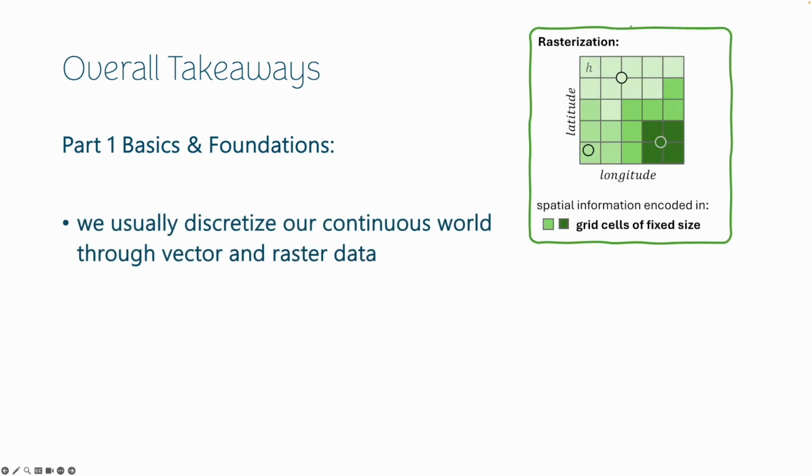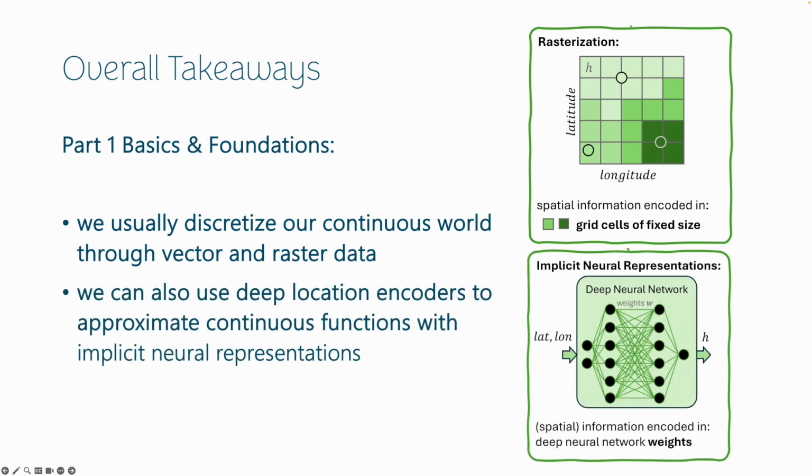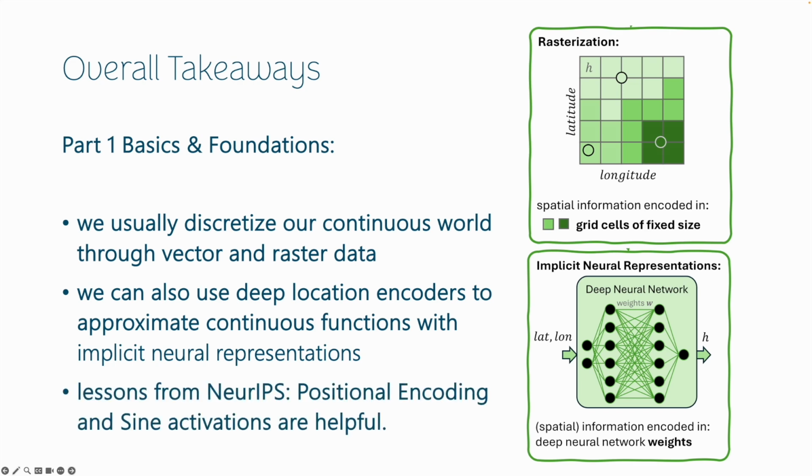So some overall takeaways to wrap up this talk, and I hope you have enjoyed it so far. In the first part, I covered some basics and foundations, where we usually discretize our continuous world through vector and raster data, and there are well-established tools around this. But we can also use deep neural networks or deep location encoders to approximate these continuous functions as an implicit neural representation with neural networks. And the lessons learned here from NeurIPS is that positional encoding is helpful and sine activations are helpful. So that is something to keep in mind for these implicit neural representation problems, or where you want to store data in neural network weights.